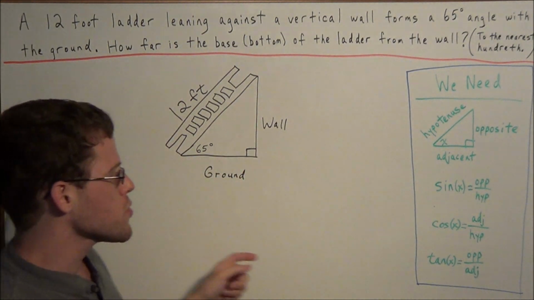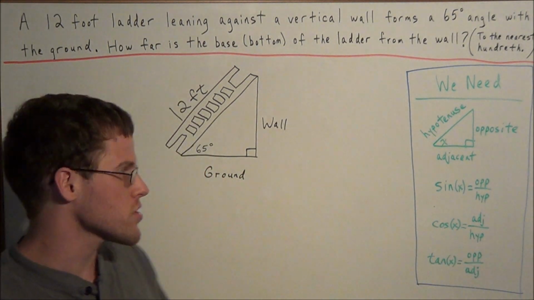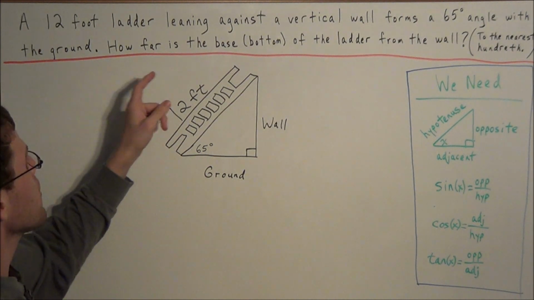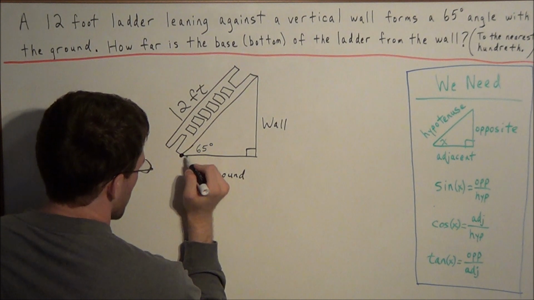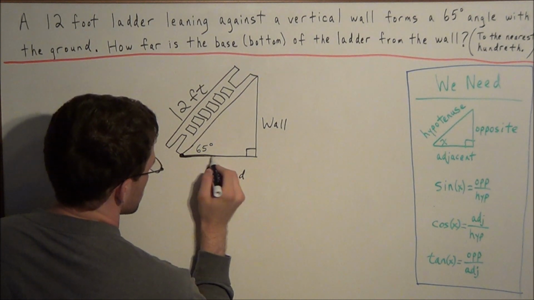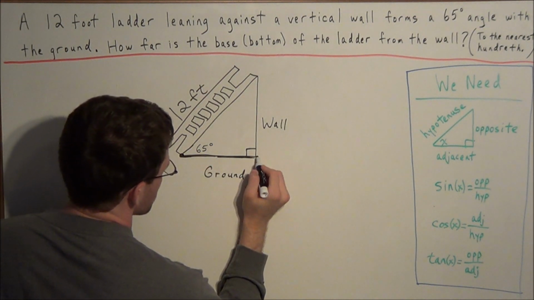So now we want to use one of these trigonometric functions to find how far the base of the ladder is from the wall. So we want to find this side of our right triangle. So we're looking for this side here.